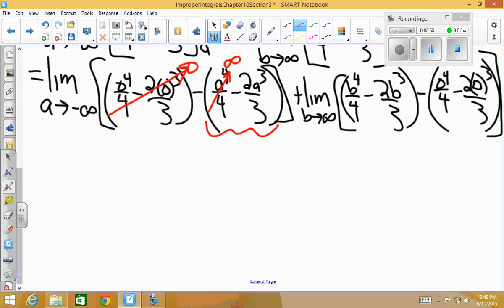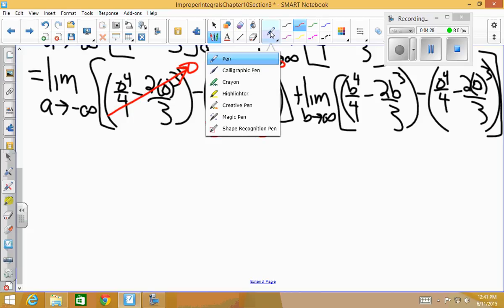However, a cubed does something. If a is a negative number, a cubed will also be a negative number. And so the two negatives will make a positive. Okay? A is also getting larger. Now it's getting larger in the negative direction, but it's getting larger in absolute value. And when you cube something like that, it gets larger as well. So in fact, this term also goes to infinity. And when you add those two infinities together, you get infinity.